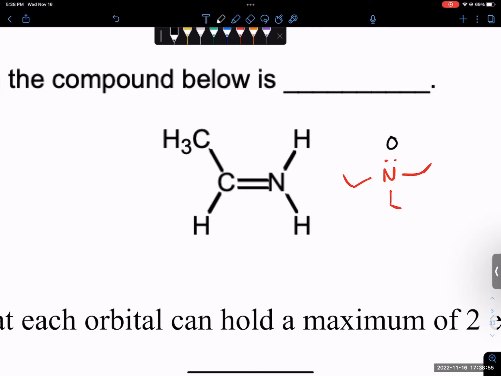And then here we have 4 bonds. You have to look at the amount of electrons that it owns versus the amount that it should have. We know it should have 5, and it owns 1, 2, 3, 4. So 5 minus 4 gives us a formal charge of +1.